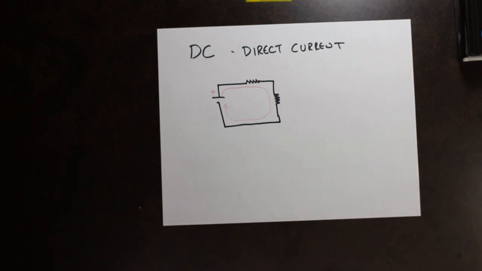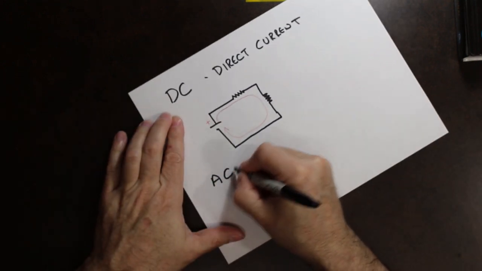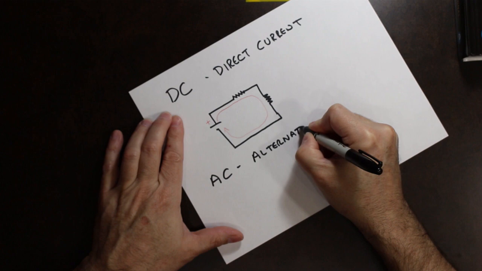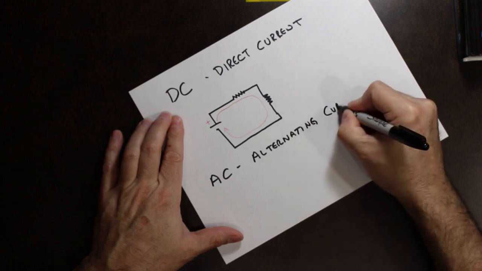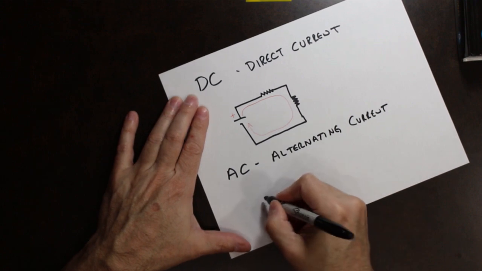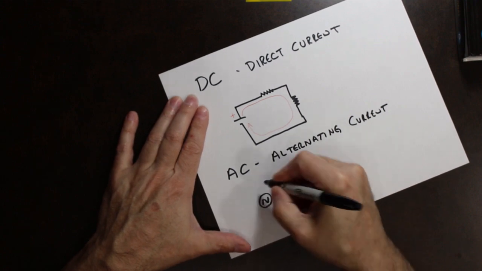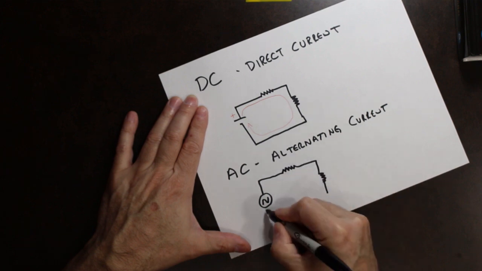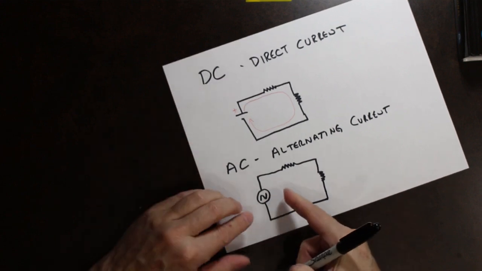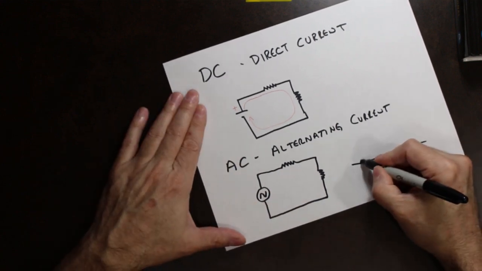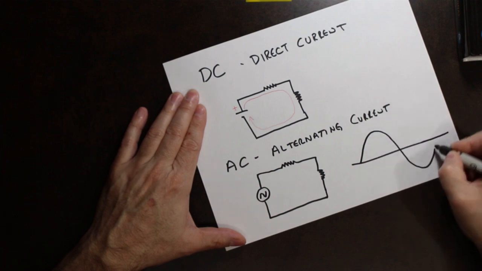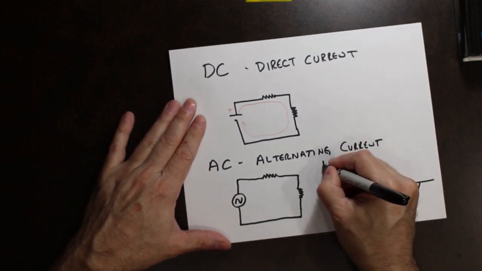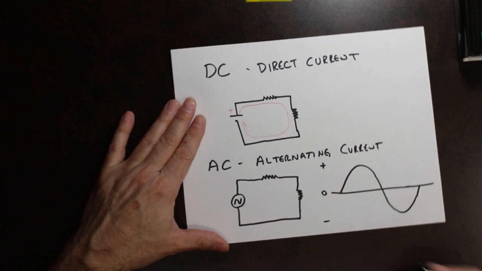On the other side, we have AC. Alternating current. With an AC waveform, it is a sinusoidal waveform. I'll put it on the same two resistors. The waveform itself actually looks like this. Where this is our point of reference at 0, this is a positive voltage, this is a negative voltage.